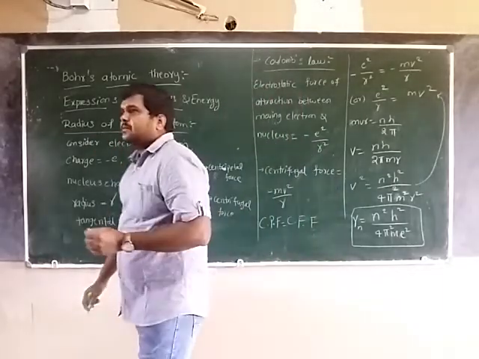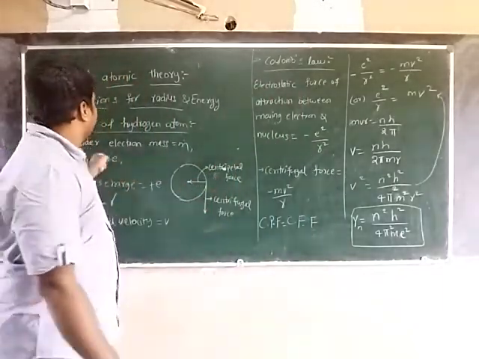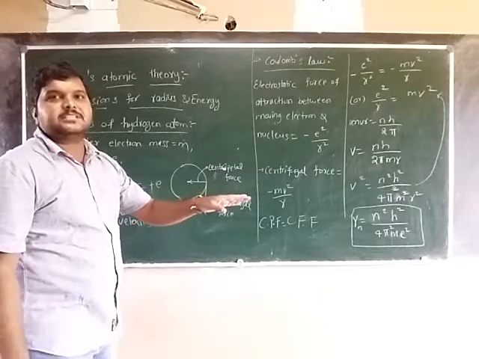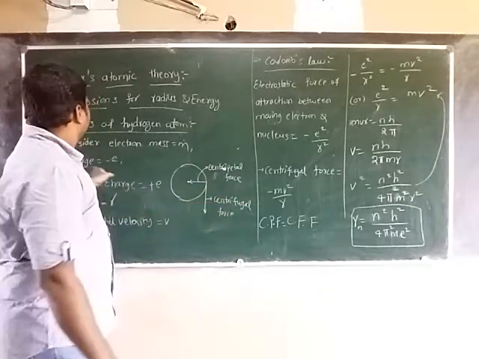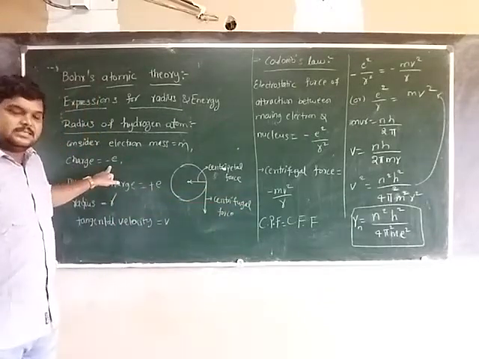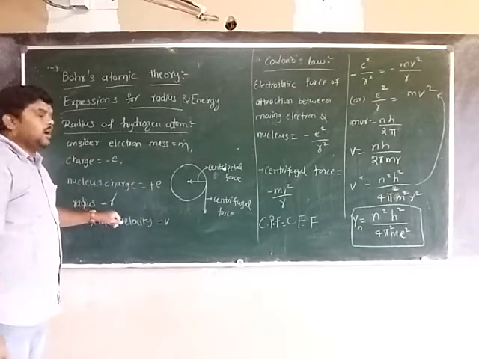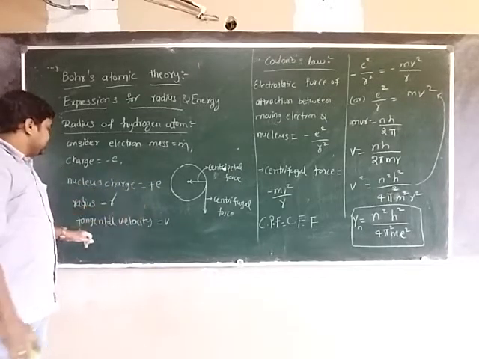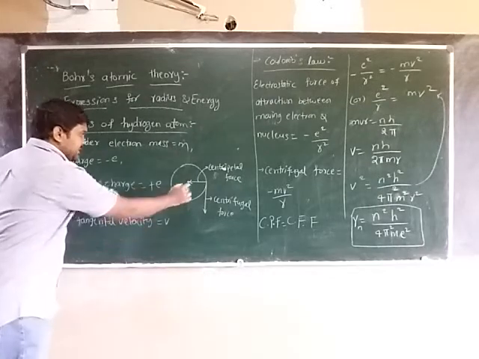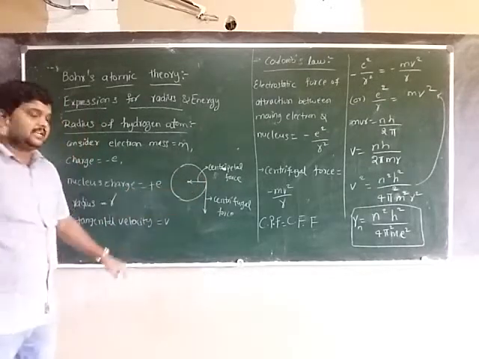Consider the mass of the electron is m, the charge is minus e, and the nuclear charge is plus e. The radius is r, and the tangential velocity is v.